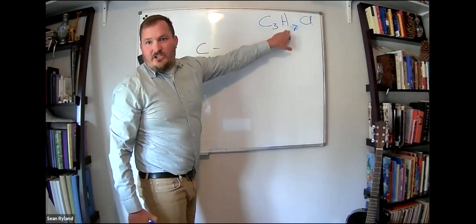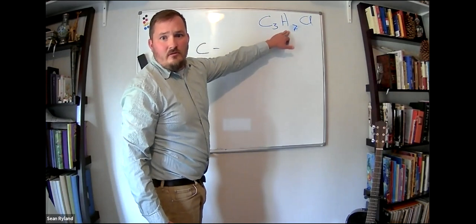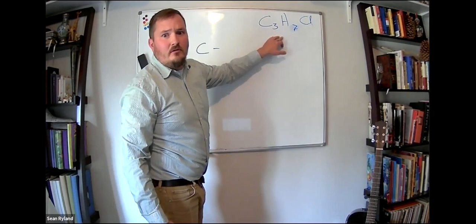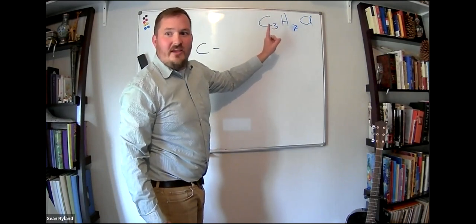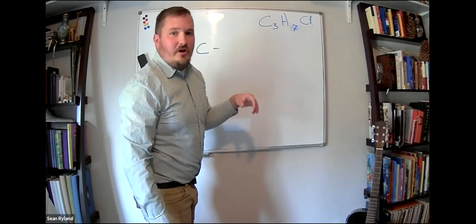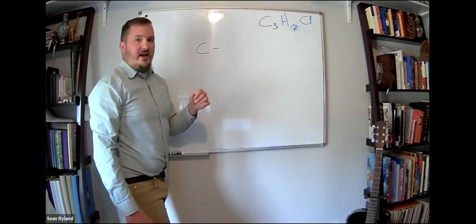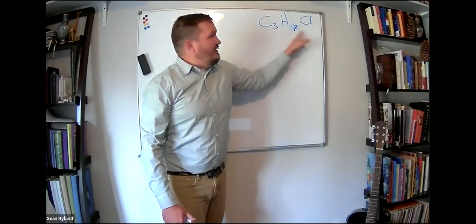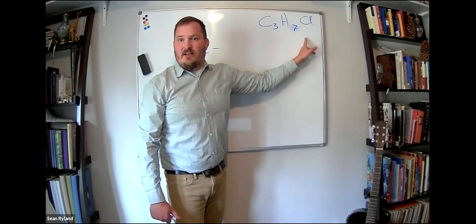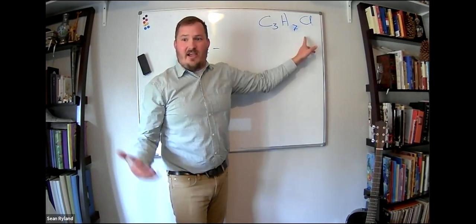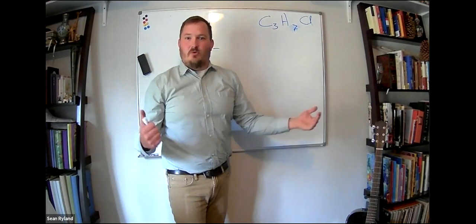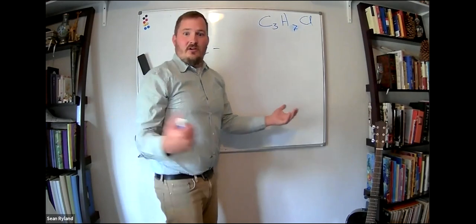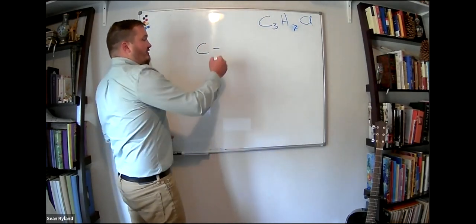How many bonds is each hydrogen going to have? Just one, right? And how many bonds is the chlorine going to have? Also just one. Only one vacant spot on the chlorine, right? So under normal circumstances, chlorine's only going to have one bond as well, which means none of these can be in the middle. They can't be central atoms, because how can you have a central atom that only has one bond to it? By definition, it has to be at the end if it only has one bond. Right, so we know our carbons have to be in the middle.